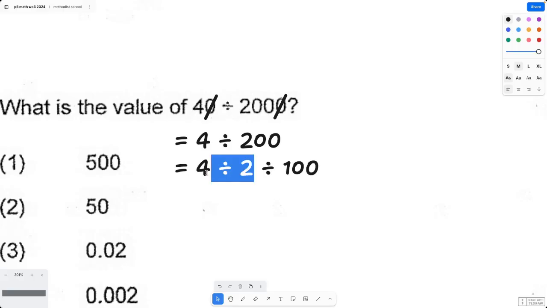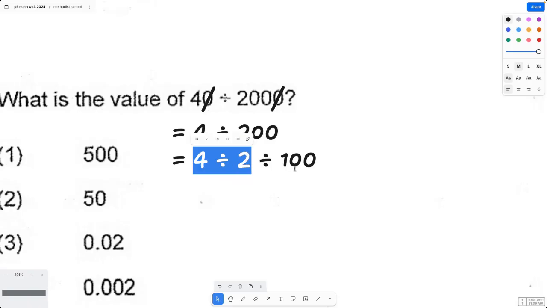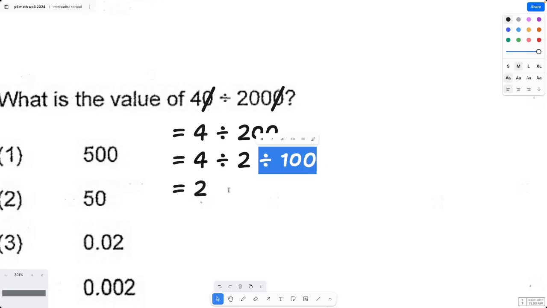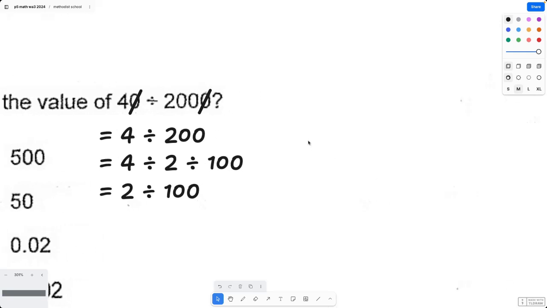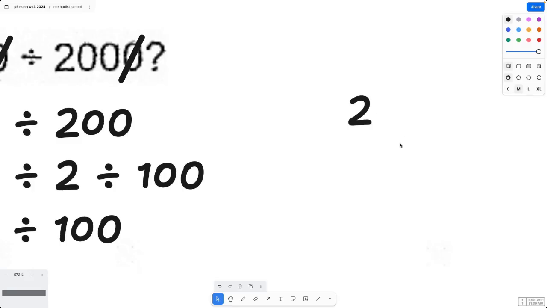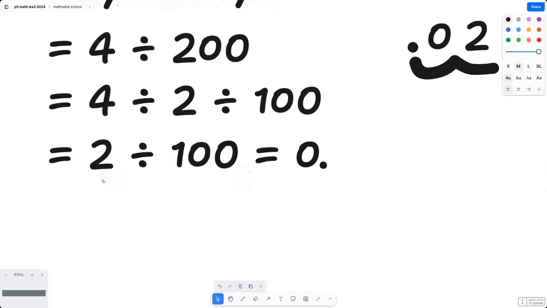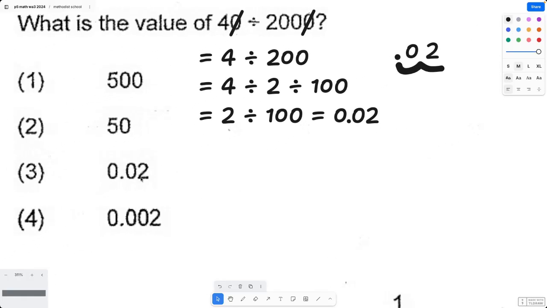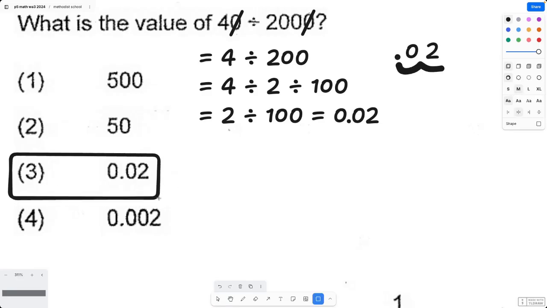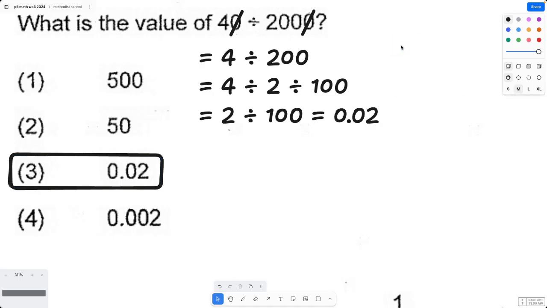So what we can do is, 4 divided by 2 is 2, and we divide it by 100. If I look at the number 2, I have my decimal place here. 100 has 2 zeros, so we're going to move 1 and 2. The decimal place will move over here, and then we put a 0 just before the decimal place. So this will become 0.02. With this, the answer is number 3. Great. Let's move on to the next question.